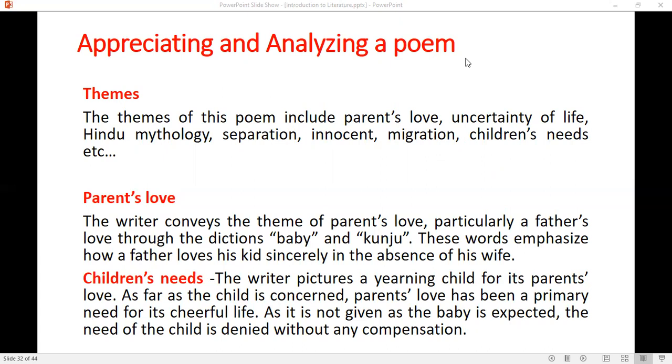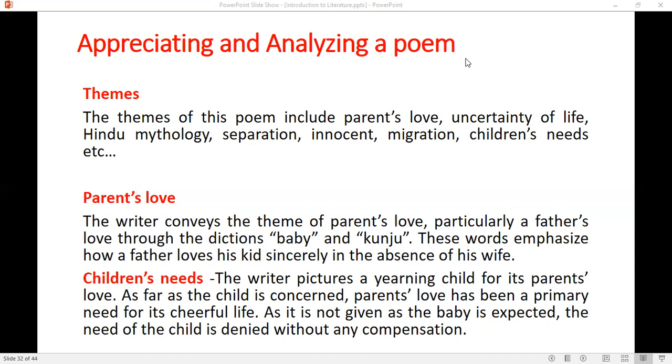You can see how a theme has been explained. Parents' love. The writer conveys the theme of parents' love, particularly a father's love through the dictions, baby and kunju. These words emphasize how a father loves his kid sincerely in the absence of his wife.